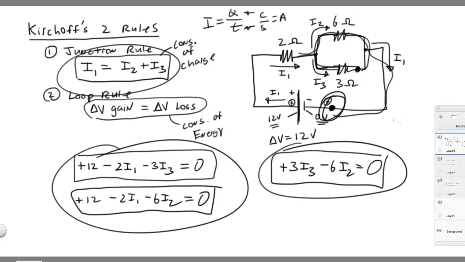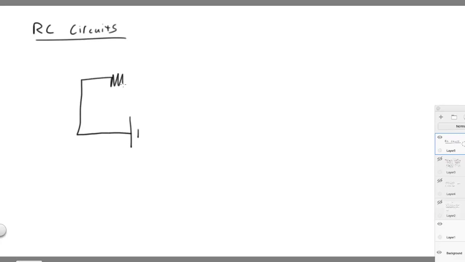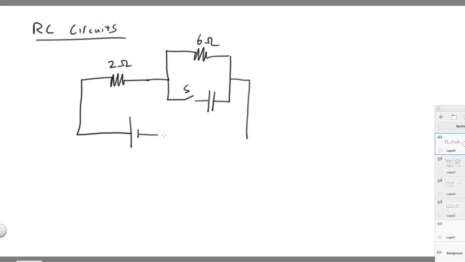And I also want to review, before we actually get to the problem, this is going to be very helpful, RC circuits. So here's a circuit that I just made up, very similar to what we have in the problem. Here's a 2 ohm resistor. Up here is our 6. And then down here, we're going to put a switch with a capacitor. We call this an RC circuit because it has resistors and a capacitor. So 12 volt battery again, plus minus.